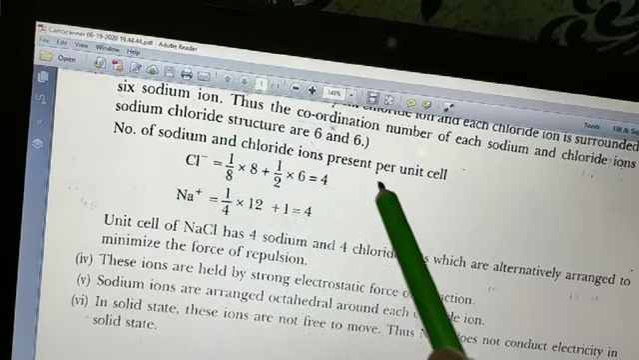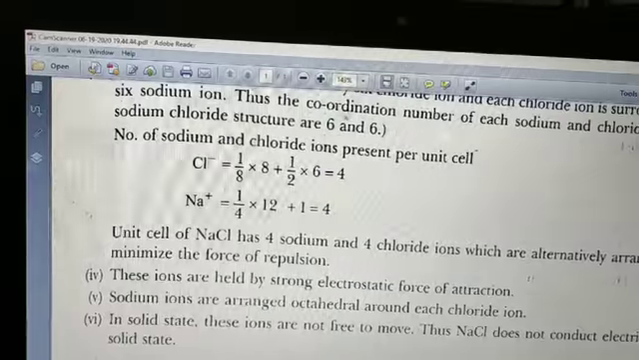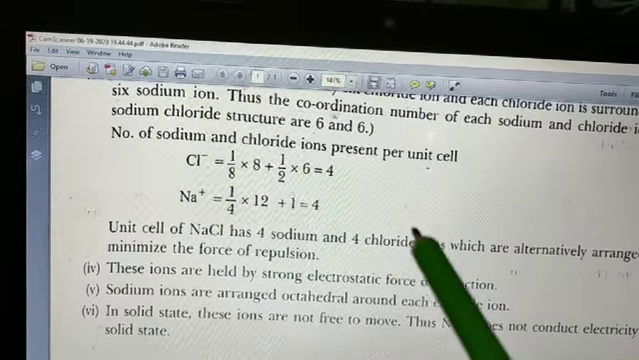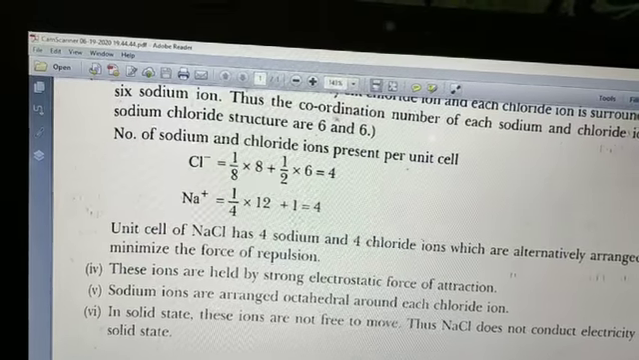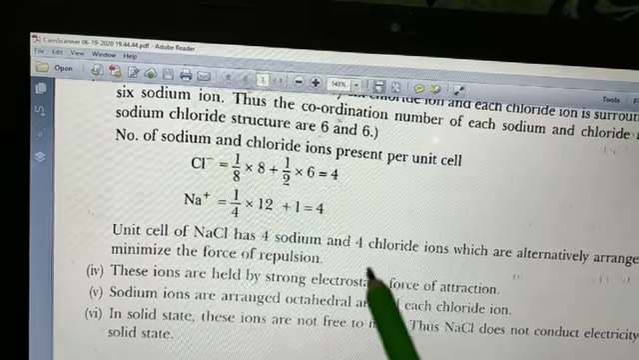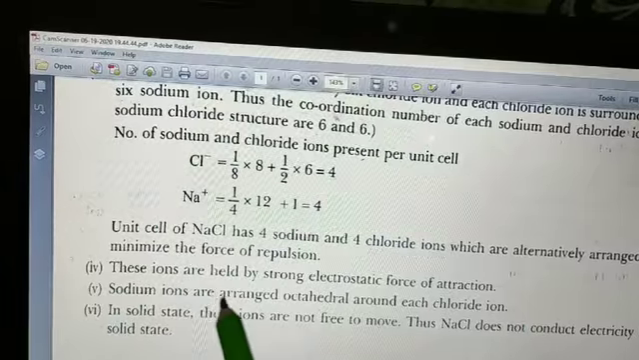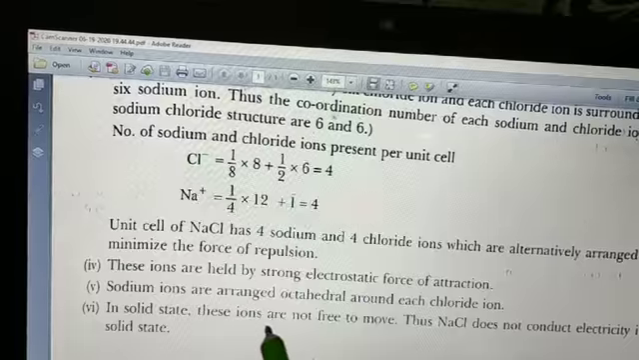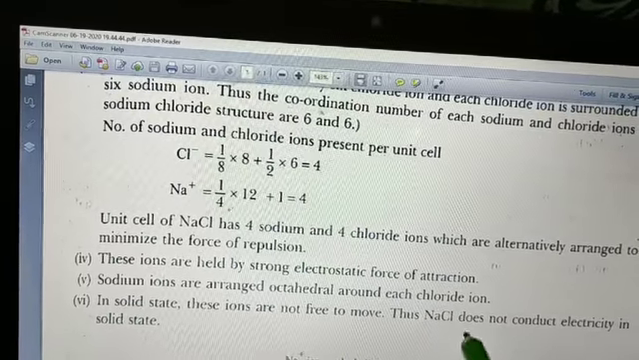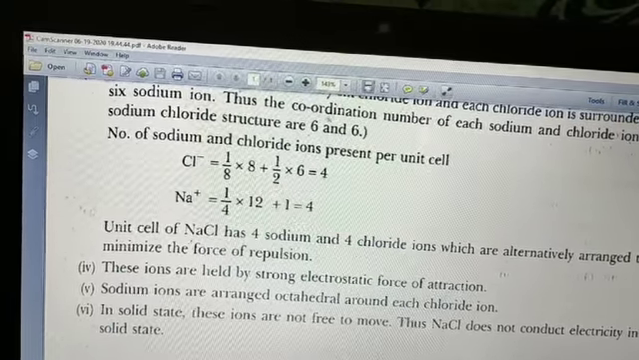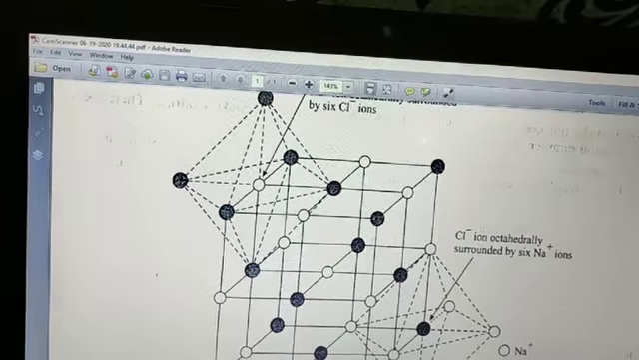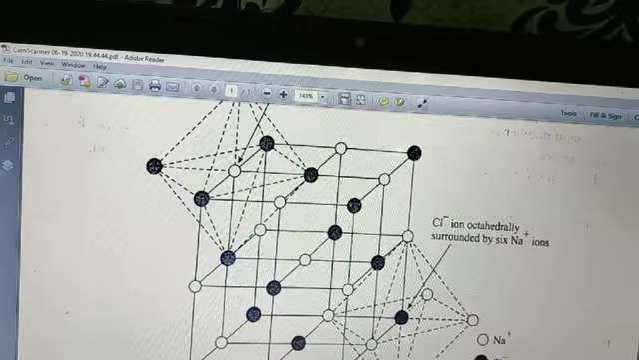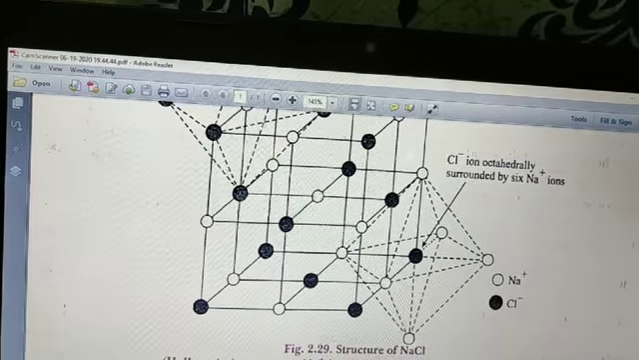The number of sodium and chloride ions present per unit cell comes to 4. So the unit cell of sodium chloride has 4 sodium and 4 chloride ions. These ions are held by strong electrostatic force of attraction. Sodium ions are arranged octahedrally around each chloride ion, and in solid state these ions are not free to move. Thus sodium chloride does not conduct electricity in solid state. It conducts electricity only in liquid or molten state. So this is the structure of sodium chloride crystals that we have explained right now.